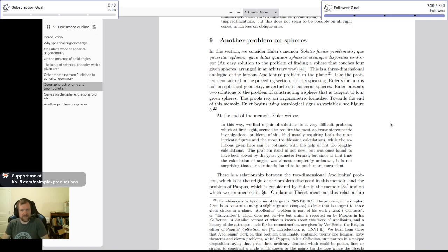The problem itself is not new. Once it was found to have been solved by the great geometer Fermat, but since at the time the calculation of angles was almost completely unknown, it is not surprising that our solution is found to be much more convenient." Yet another thing that Fermat claimed to have done. No. It is fair. He probably did solve it, but not nicely.